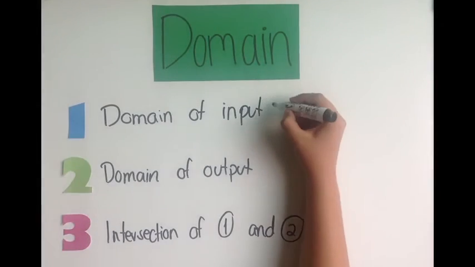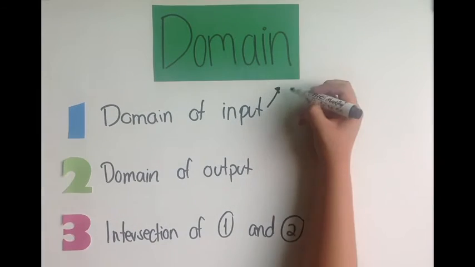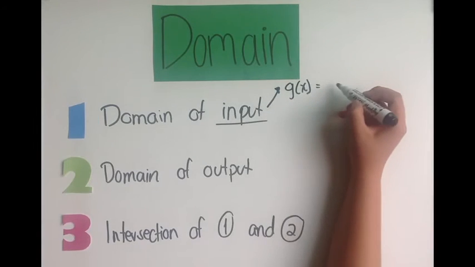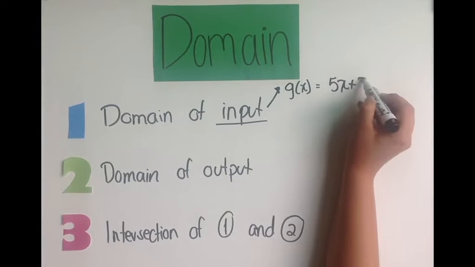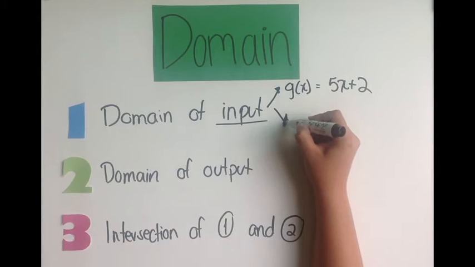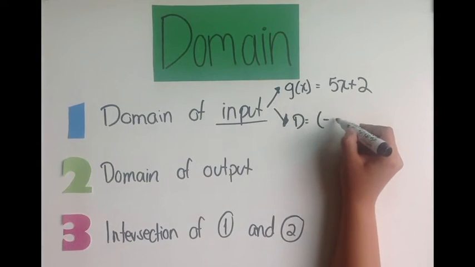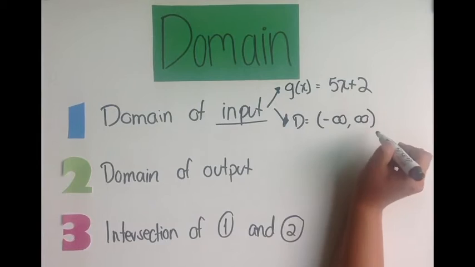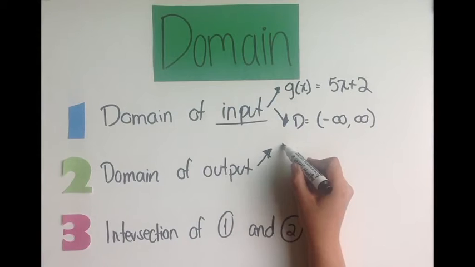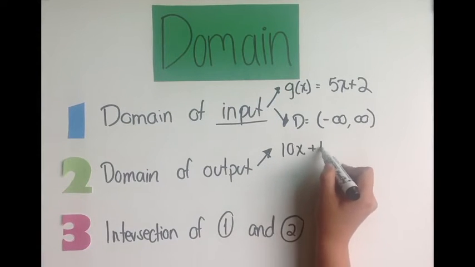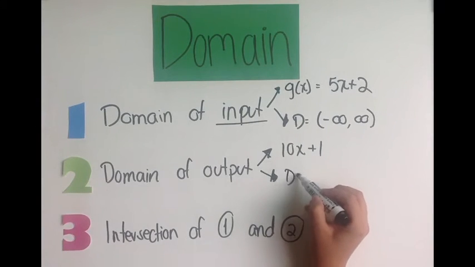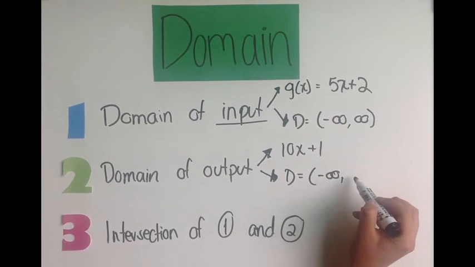Taking into consideration our first example, remember that we said that the input was the function inside of the parentheses. In this case, our input is g of x, so the input is 5x plus 2. And as it is a polynomial function, the domain will be minus infinity to plus infinity. Now, our output was 10x plus 1. And this is also a polynomial function, so the domain will be minus infinity to plus infinity.